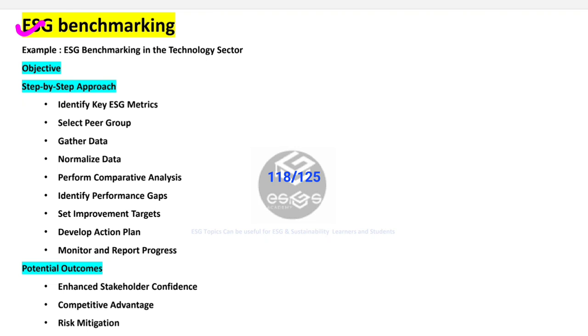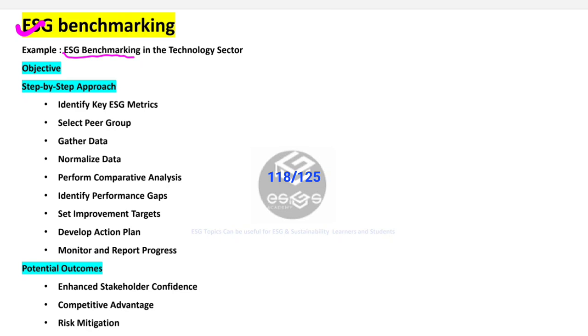Here is an example scenario of how ESG benchmarking might be approached. We will discuss how the benchmarking will be conducted. So the example is ESG benchmarking in the technology sector.